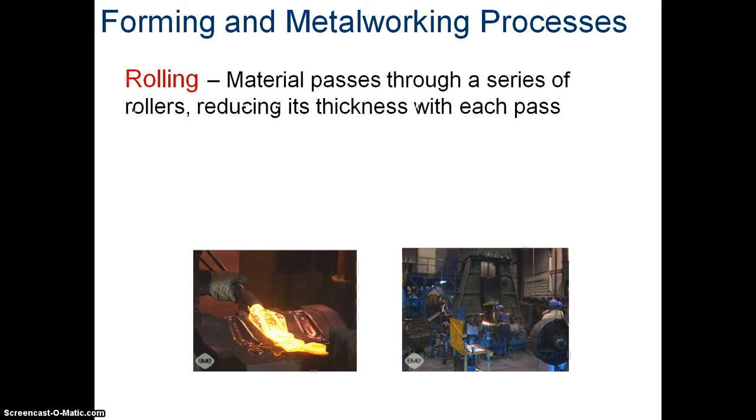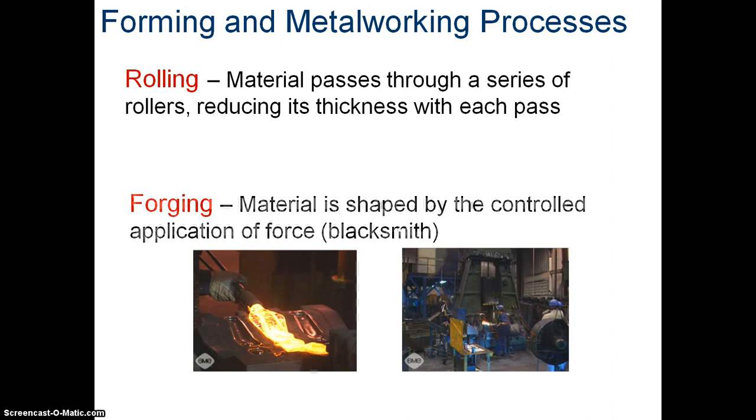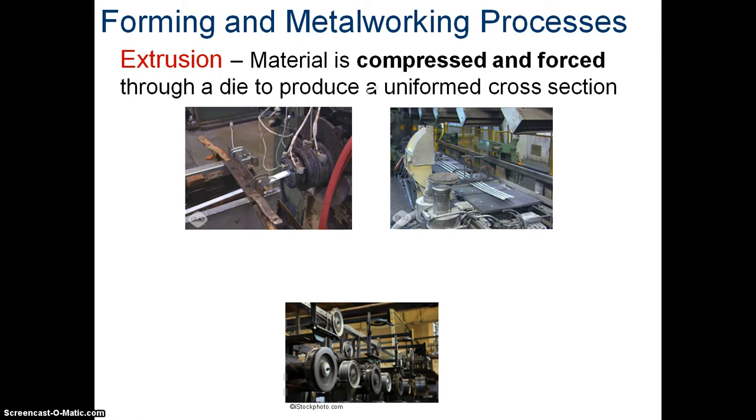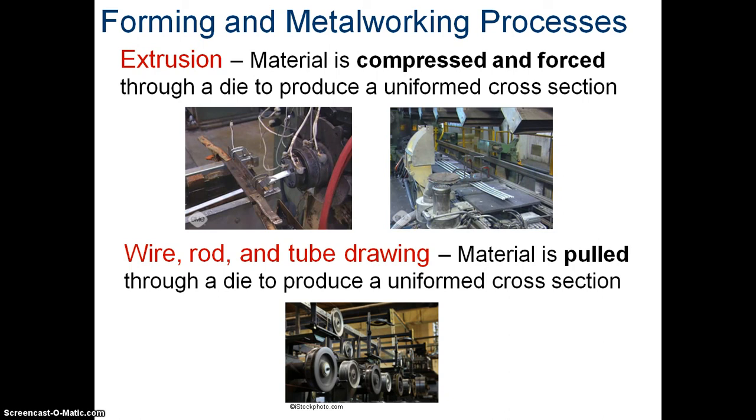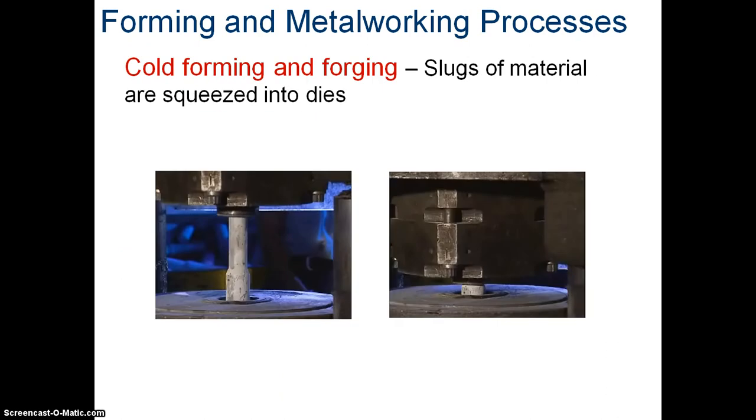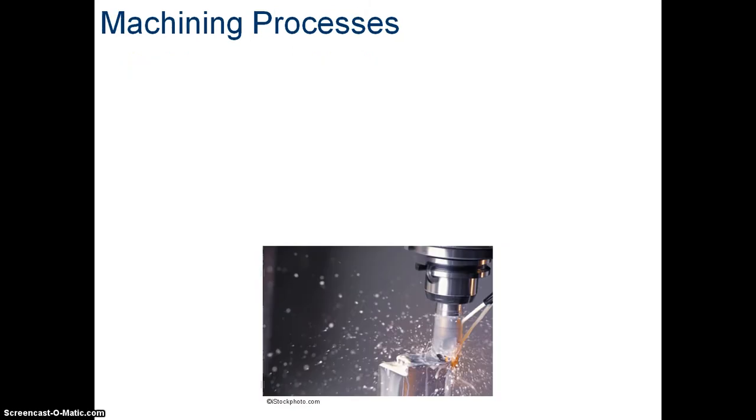Forming and metalworking processes utilize materials that can be cast, with hot and cold forming. Rolling is also a typical process, reducing the thickness with each pass. Forging: material is shaped by controlled applications of force. Extrusion: material is compressed and forced through a die to produce a uniform cross section. Wire drawing: material is pulled through a die to produce a uniform cross section, and wire can be drawn. Copper is an example. Cold forming and forging: slugs of material are squeezed into a die.